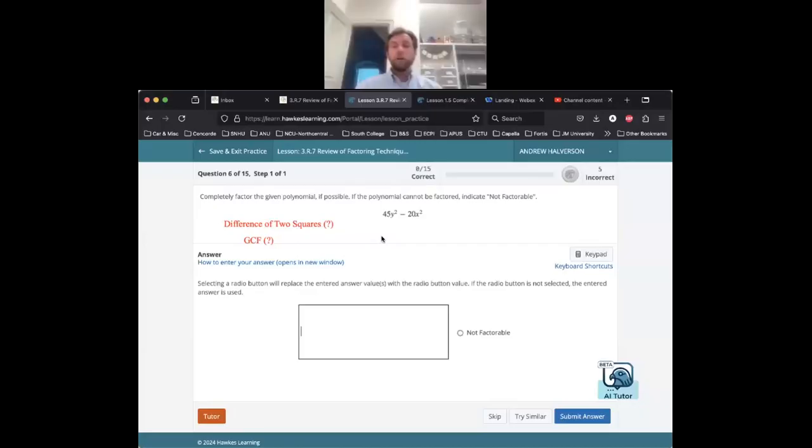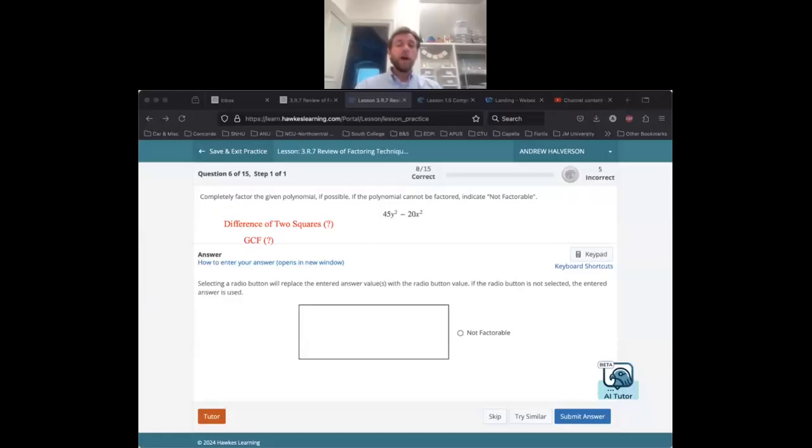Remember how you find your GCF. Look at the numbers first. Is there a number that goes into both the 45 and the 20? 5 is definitely one of those numbers. Now the variables, no. There's nothing in common with the variables. One is a y, one is an x, nothing in common. But we can definitely pull a 5 out.